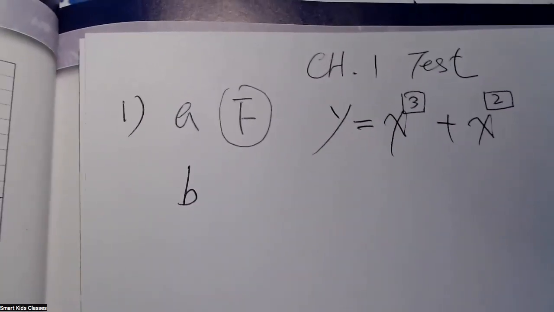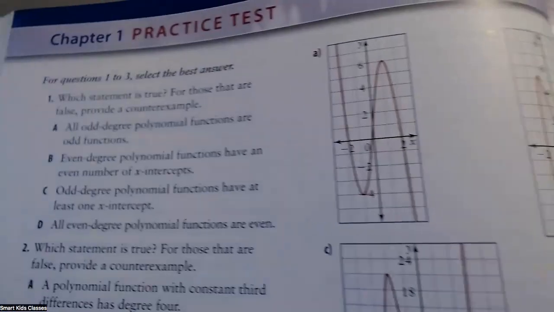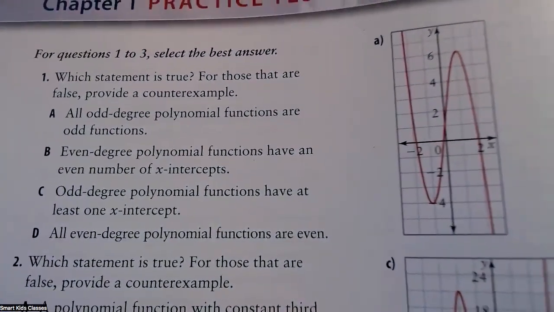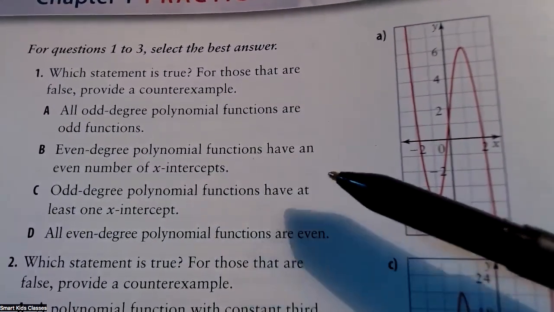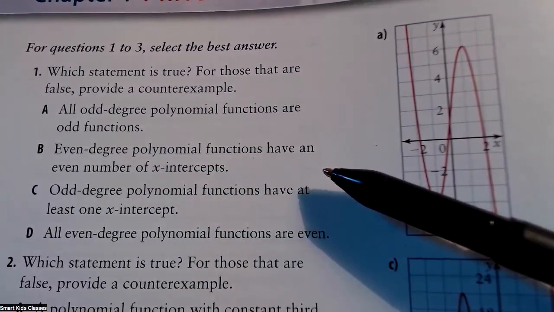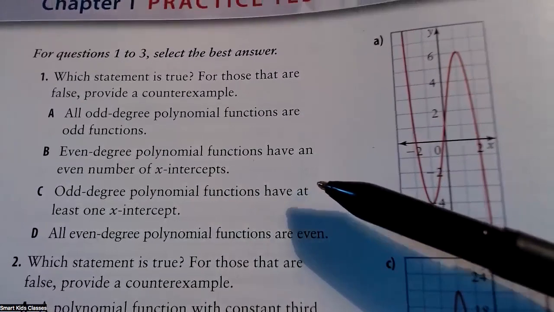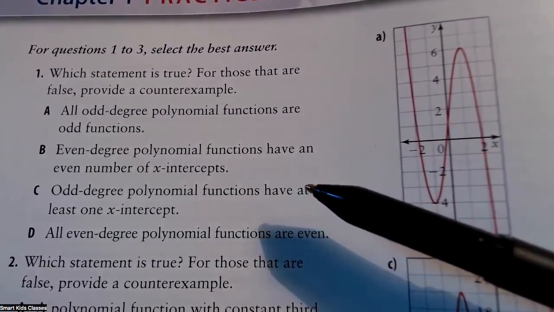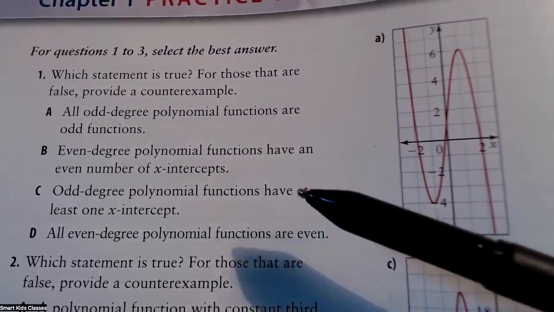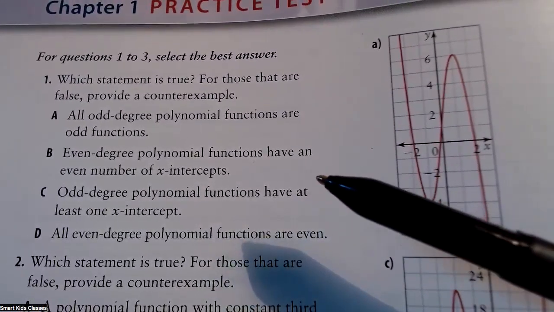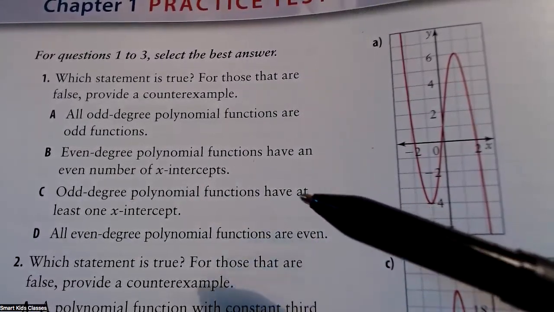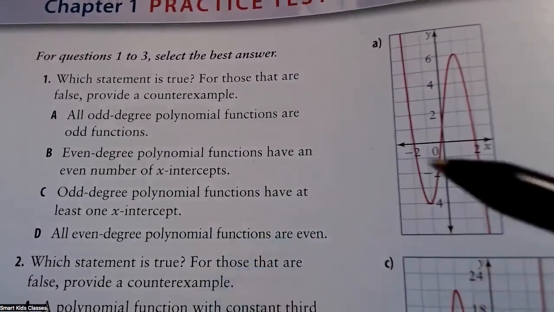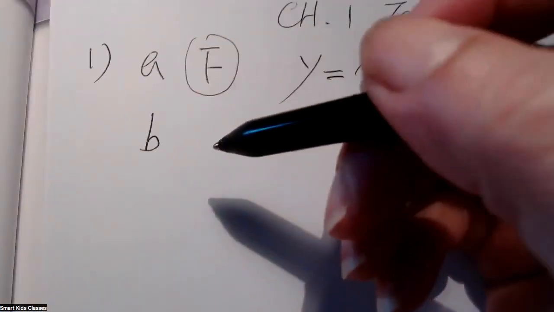Now for B, we are going to read the question. Even degree polynomial functions have an even number of x-intercepts. Is this true? No, it isn't. The x-intercepts aren't limited to an even number of intercepts. For y equals x exponent 2, a quadratic can have only one intercept at the origin. Therefore, we are going to mark it false.